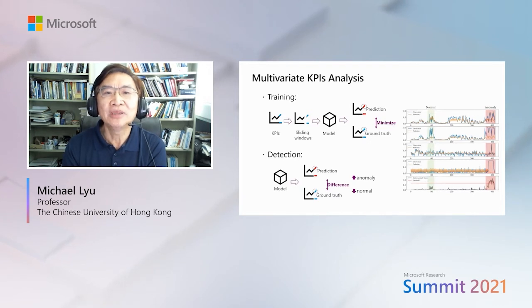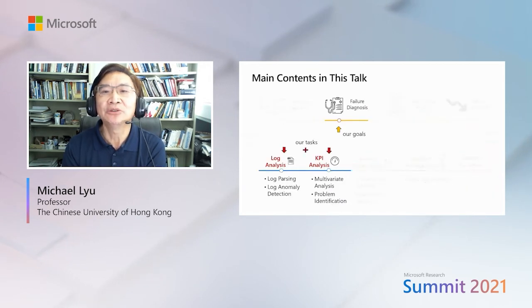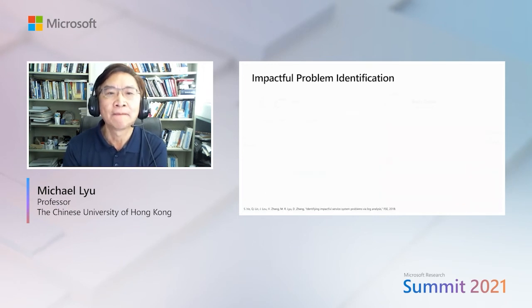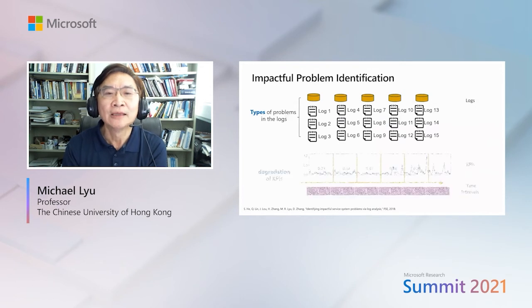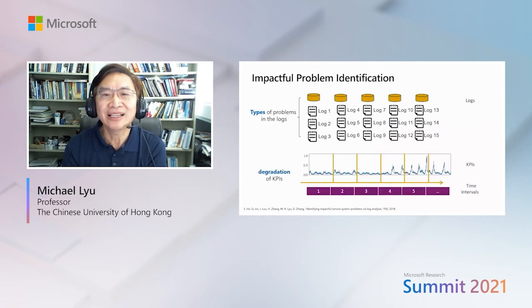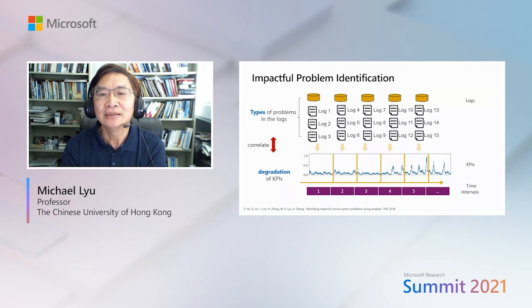Log and KPI can also be correlated to enable failure diagnosis and problem identification. Different patterns within the log may indicate different types of problems, but these problems may affect the KPIs in different ways. As a result, we are able to first classify the types of problems in the logs and correlate them with the degradation of the KPIs.